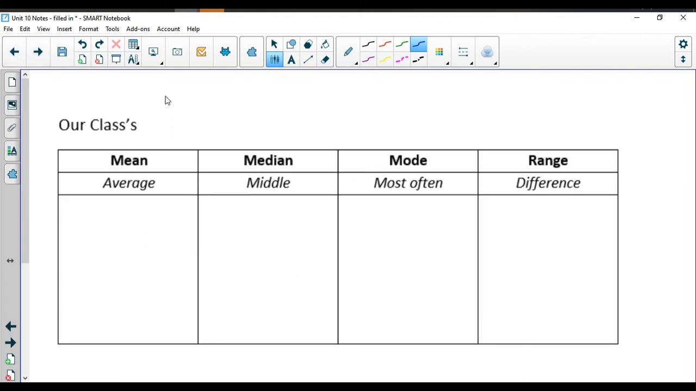Again, you're going to take your class's data set, which will be shared out with you, and you'll calculate your mean, median, mode, and range for your class's data set then.